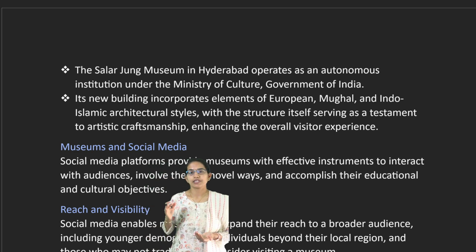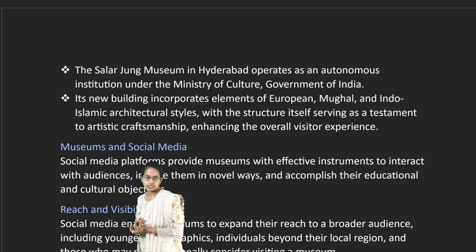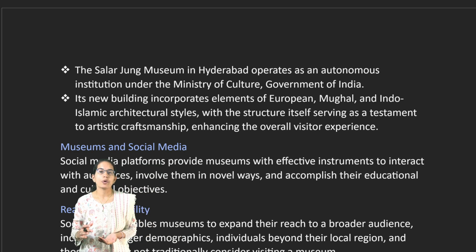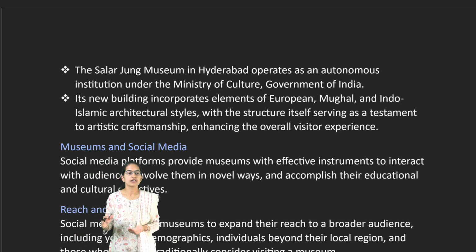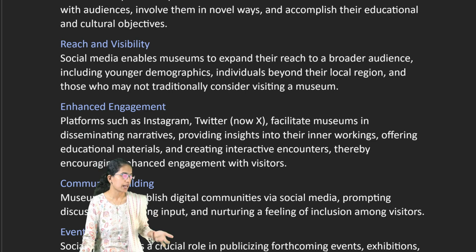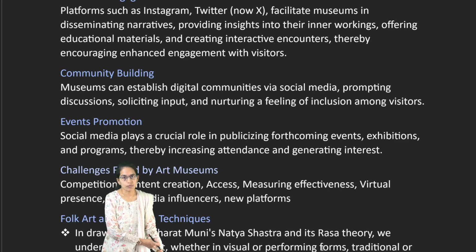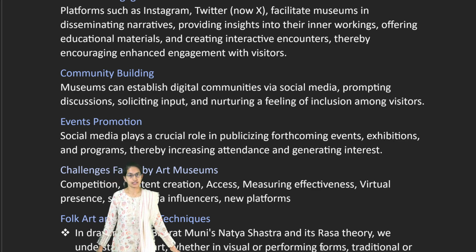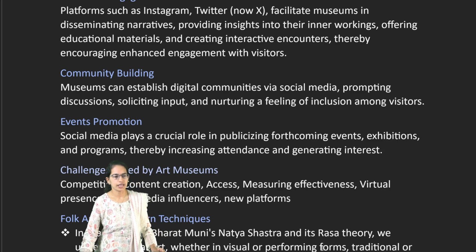Now this has been operated by the Ministry of Culture since then. Museums also provide an important base for learning. They have an important reach and visibility, and they provide engagement if they have been working with platforms like social media, Twitter, Instagram. Building community and event promotion is another important aspect where museums can play an important role.